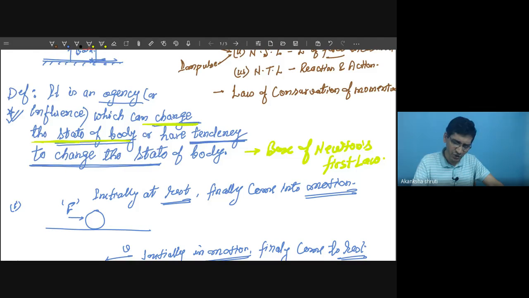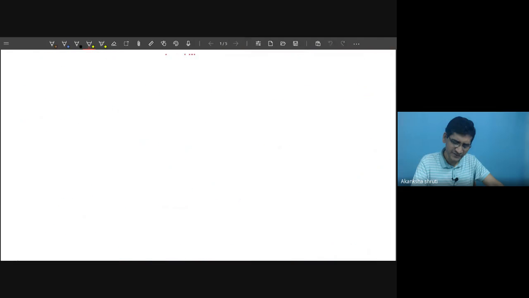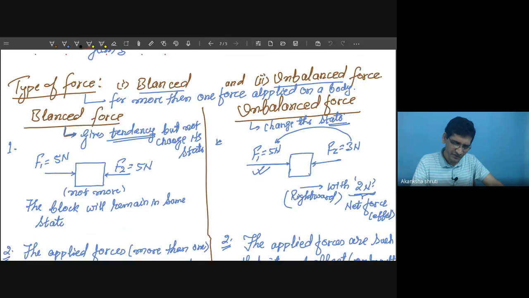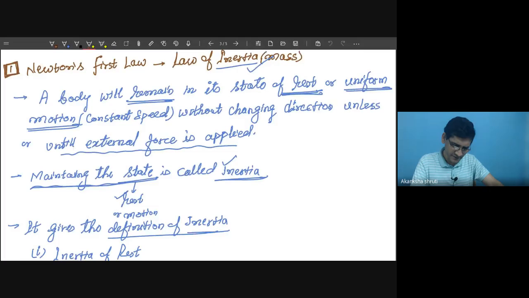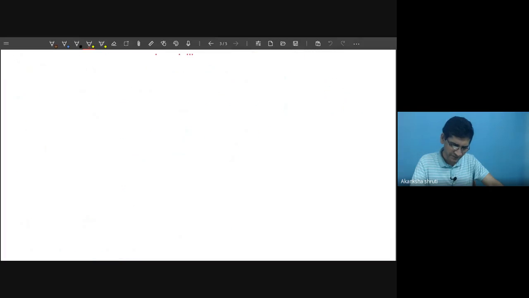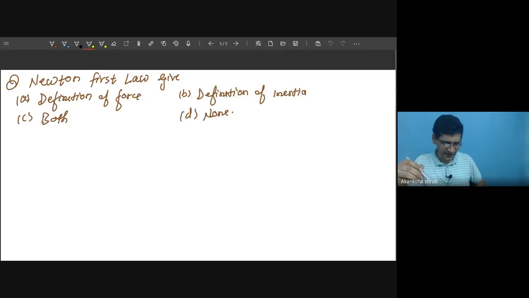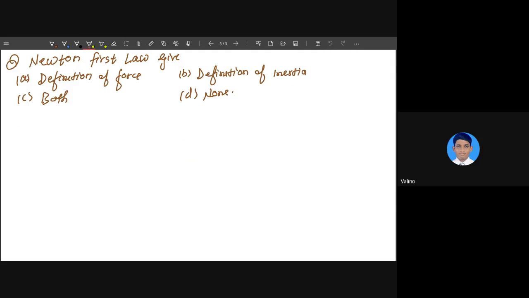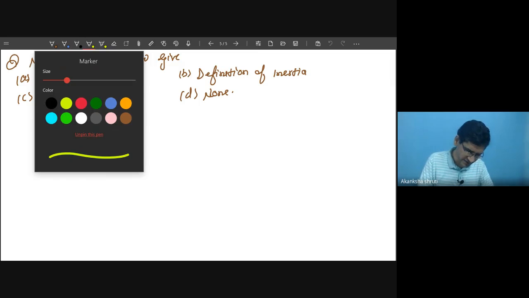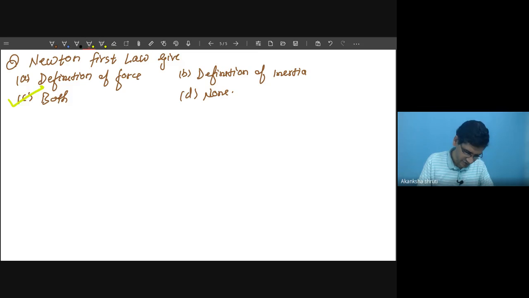Therefore, if the question is framed like this, Newton's first law gives what? It can be both. Are you getting it, students? So the correct option is option C. This is the way you have to write or mark the answer correctly. So this was all about our Newton's first law.